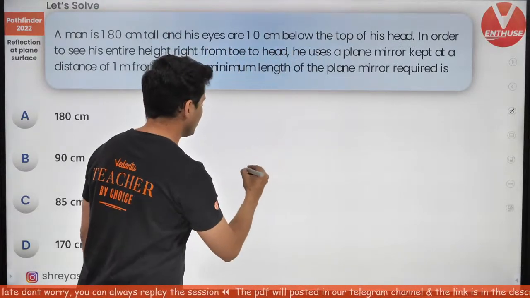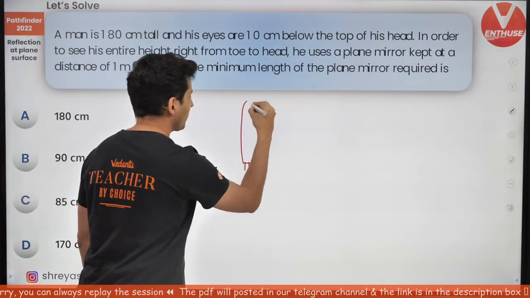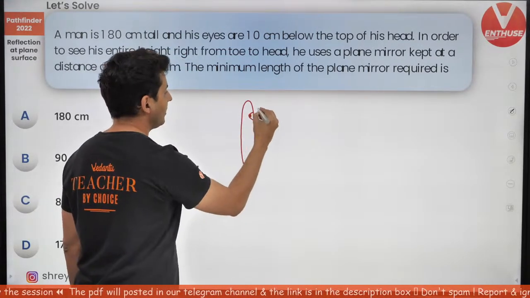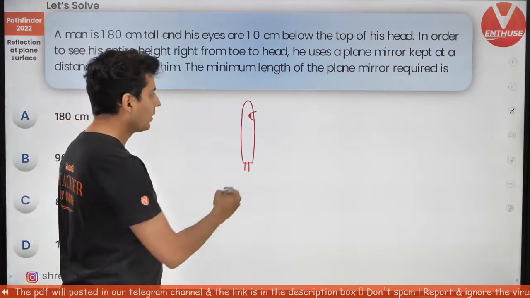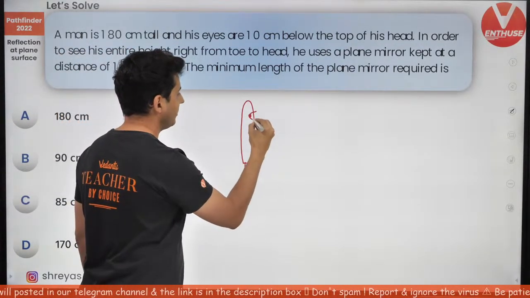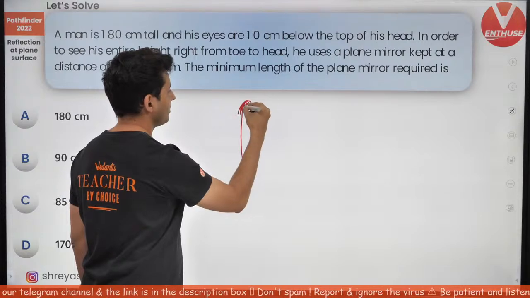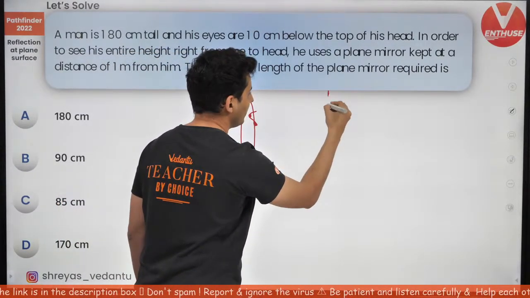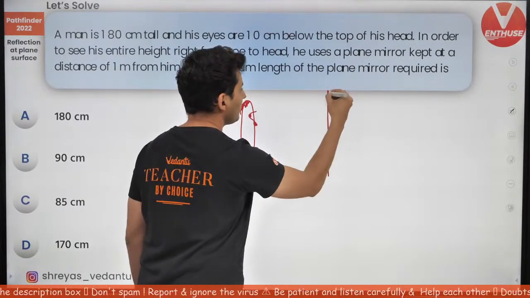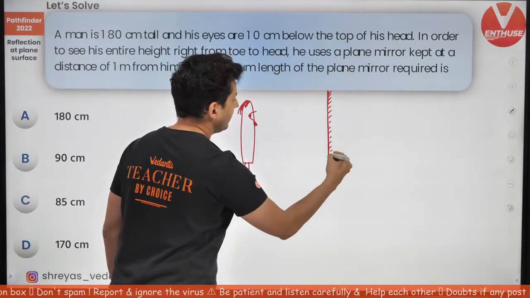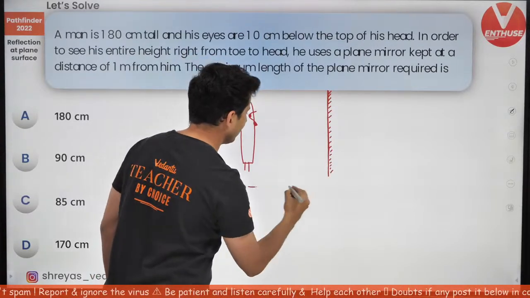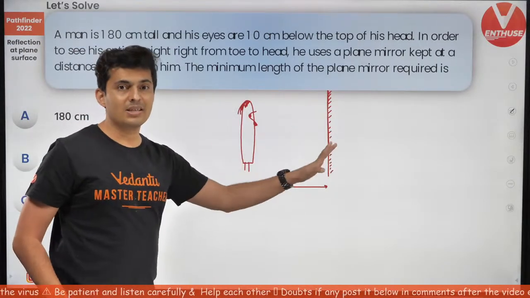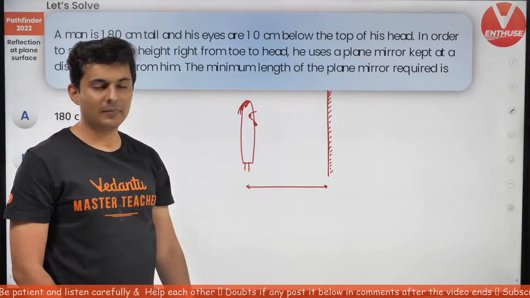So, let's just assume this is that Pandu who wishes to see himself. This is his eyes, and that's at 10 centimeters below his head. This is his head. This is his beautiful hairstyle. Now he has a plane mirror right over here, at a distance of 1 meter. Fair enough. Now, if he wants to see himself, how much is the size of the mirror required?